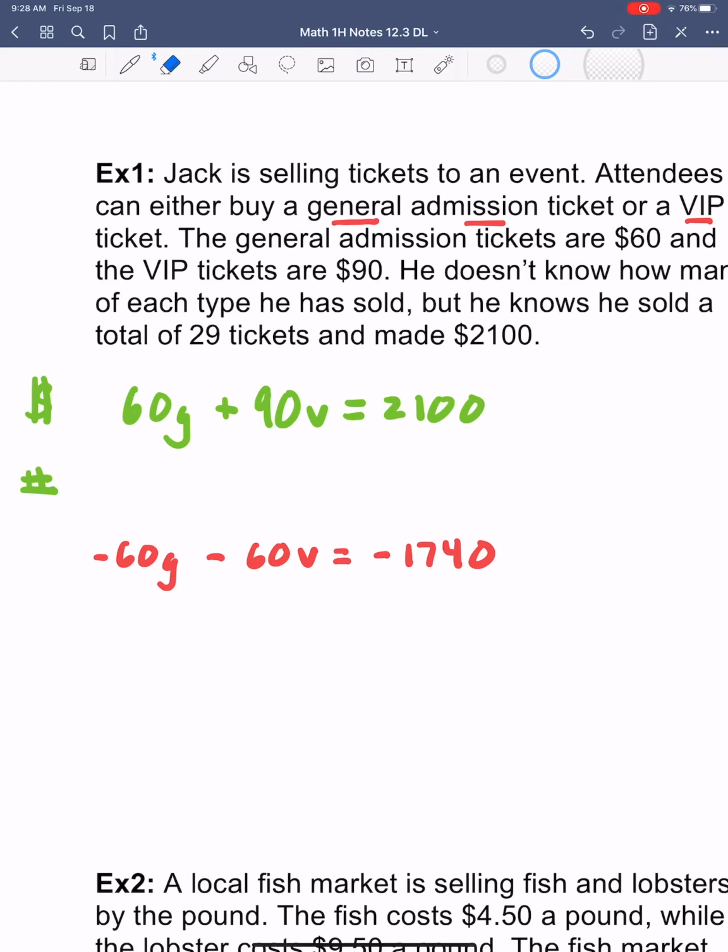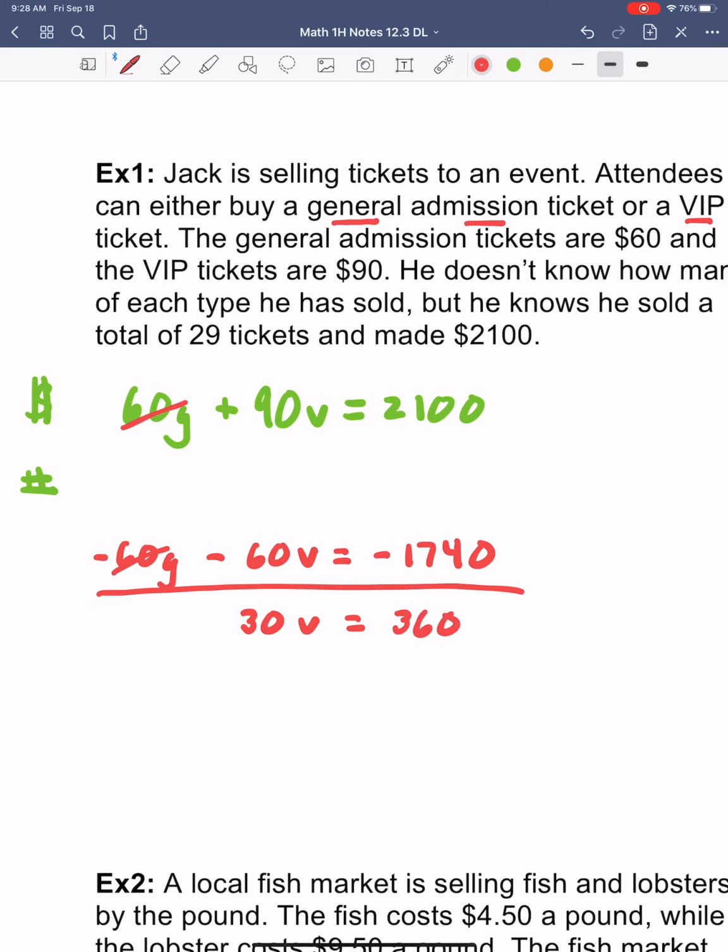I just changed it up into that equation, and now I can go ahead and solve, right, using the same method. So 60G and negative 60G cancel out. This leaves me 30V equals, let's see, 2100 minus 1740 is going to give me 360. And then divide both sides by 30, and I get V equals 12. Okay, and remember there is a total of 29 tickets, so if 12 of them are VIP, then that means that G has got to be 17, so that it adds up to that 29.